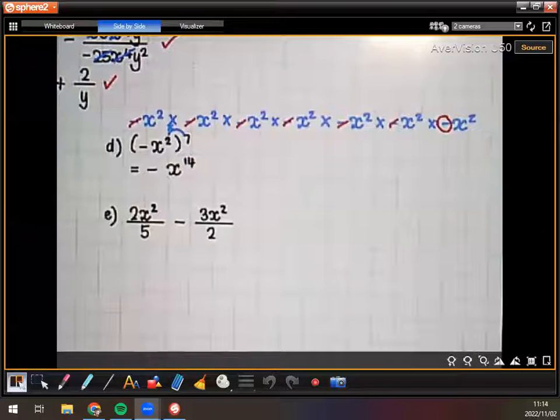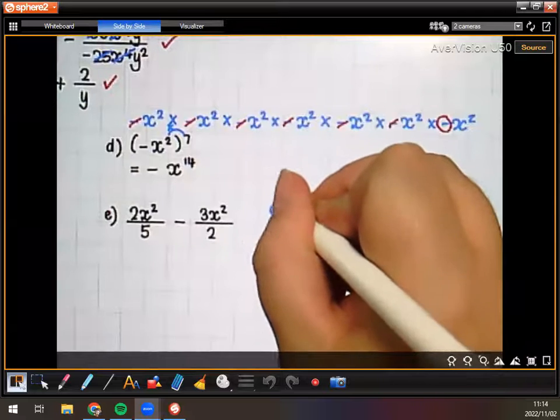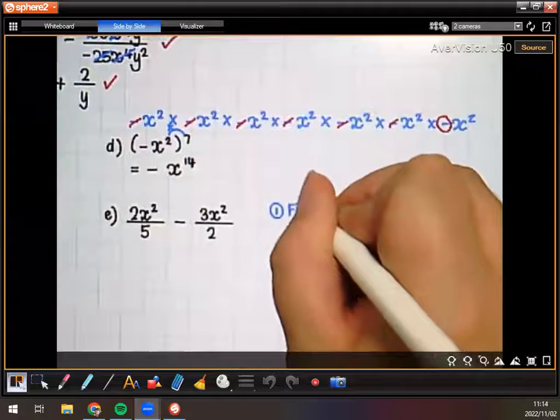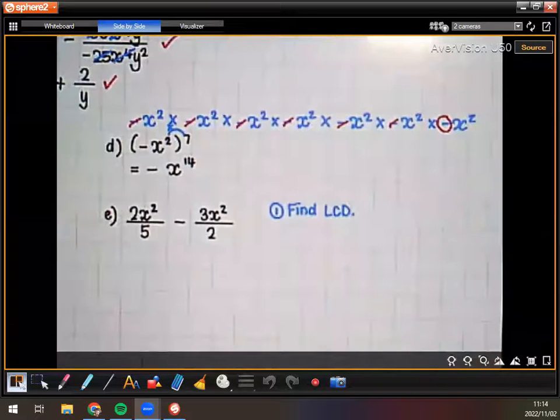Yes, we need to find the LCD, right? Remember, LCD is actually the lowest common denominator, so it's the lowest common multiple of the denominators. Okay, so I'm actually going to write that on the side. Step 1 is to find the LCD.